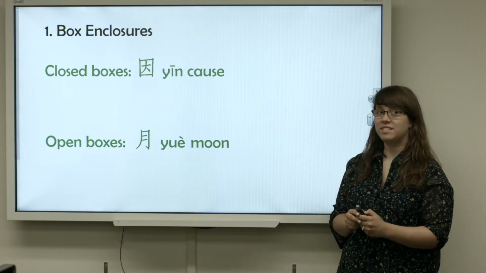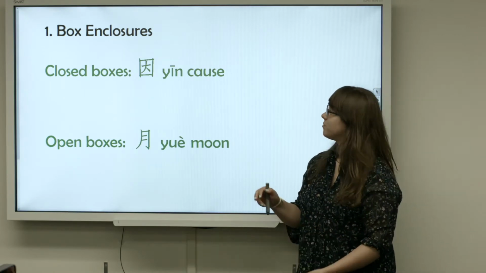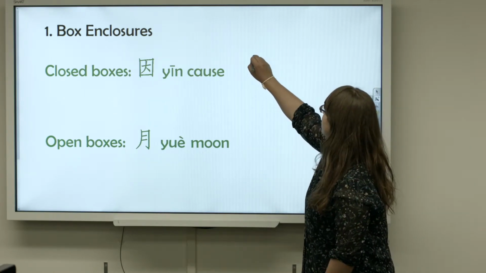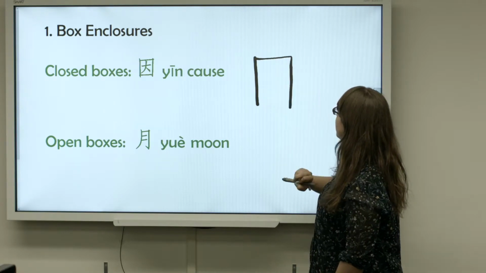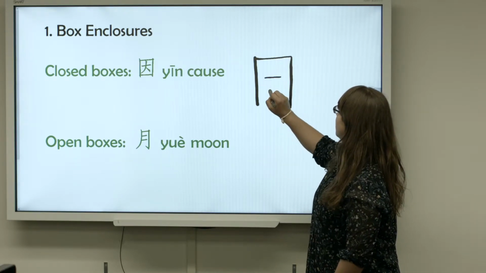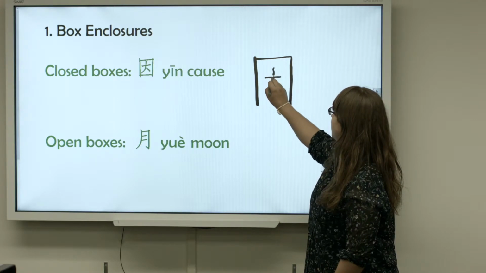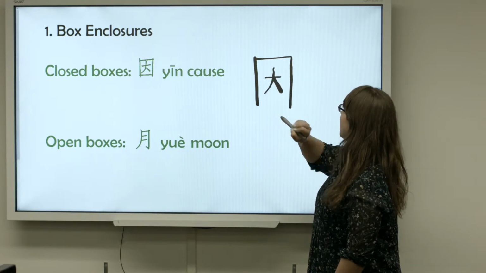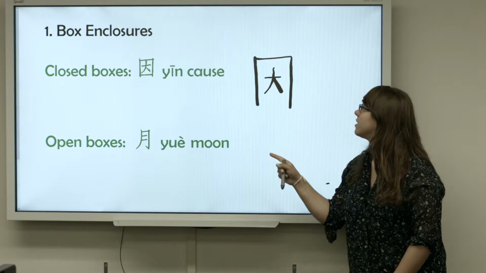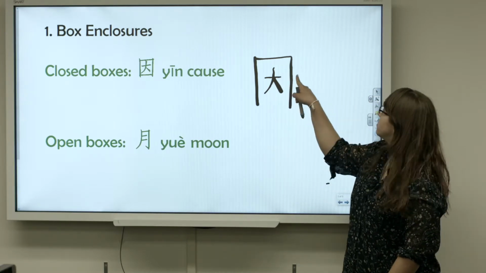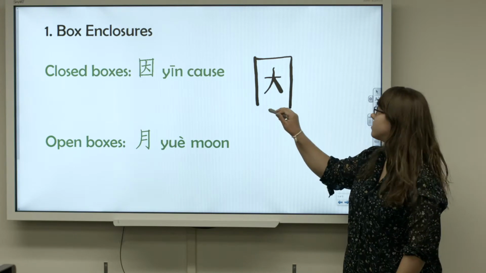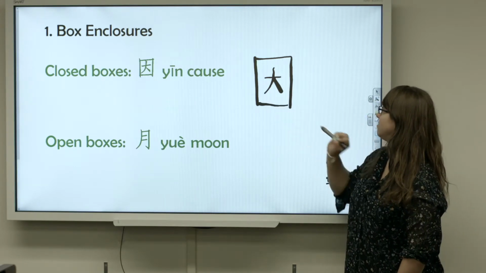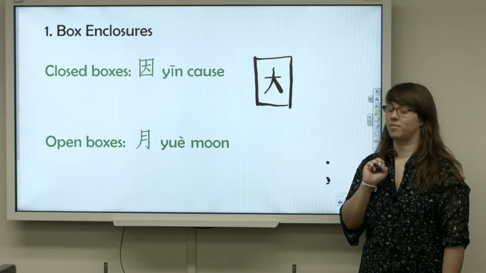First let's start with yin, meaning cause. First we start with the box. Shu, heng, zhe, heng, pie, na. So we wrote the box before putting our items into the box. Now that the items are in the box, we can close the box with a heng, in.